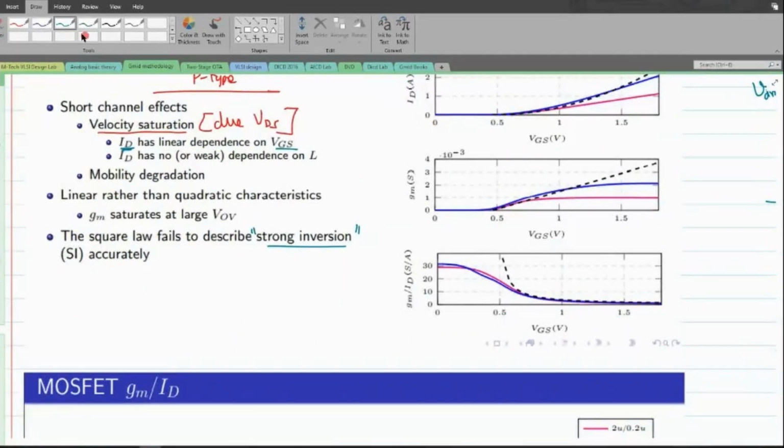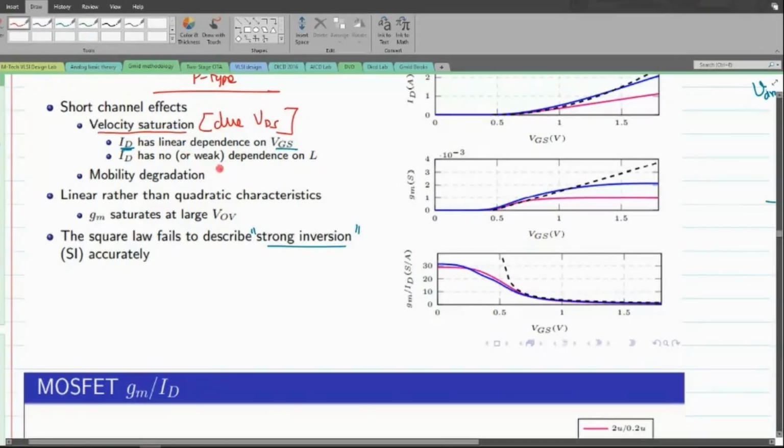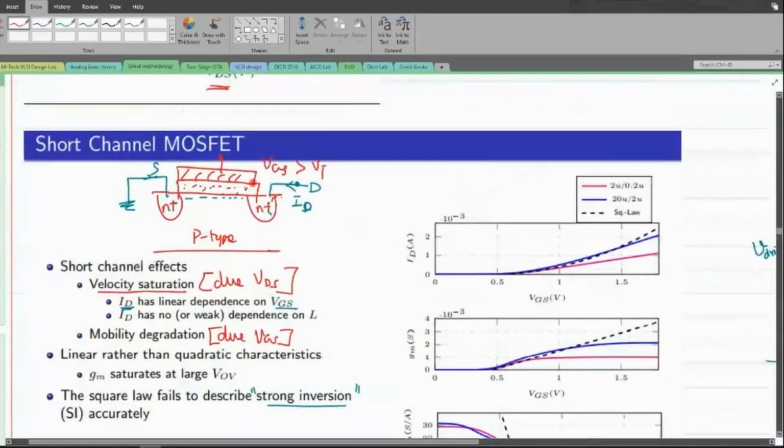The next one is what is known as mobility degradation, and this happens because of the VGS. Now you might wonder how VGS actually impacts the mobility of your carriers. When we go for lower and lower technology, the thickness of the oxide will also shrink down. The TOX will also shrink down.